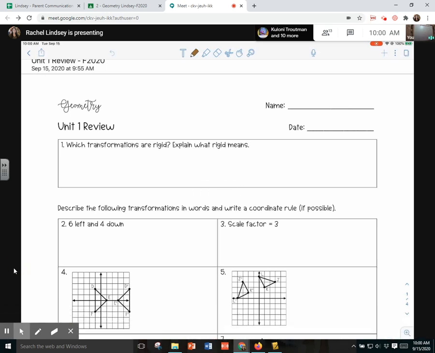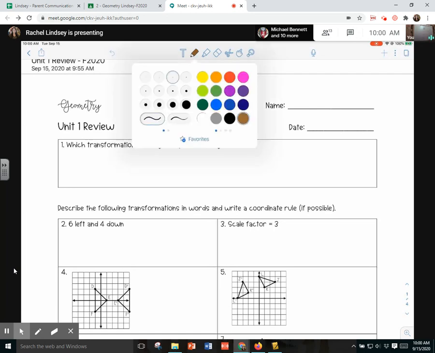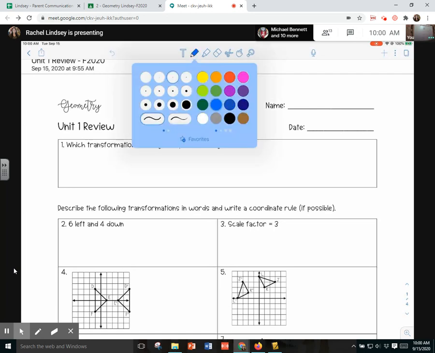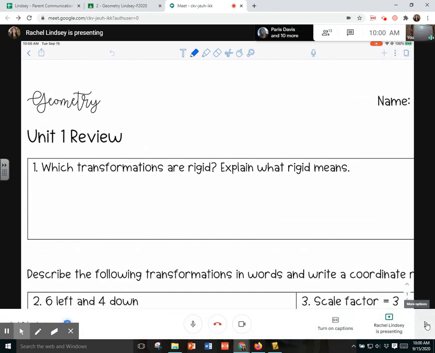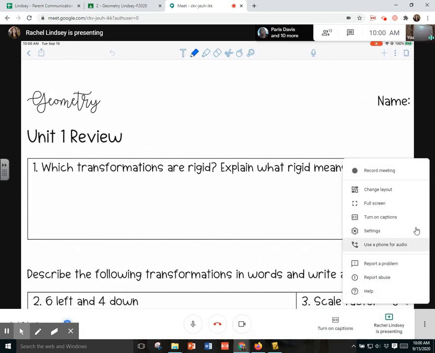Okay, so we are going to do our Unit 1 review. I'm going to go through some of it with y'all. So that first question on your review is which transformations are rigid, and explain what rigid means.